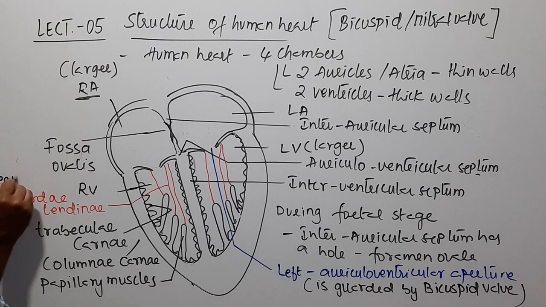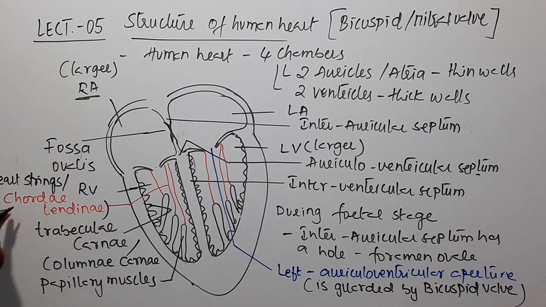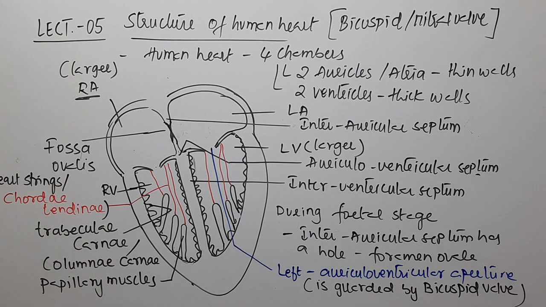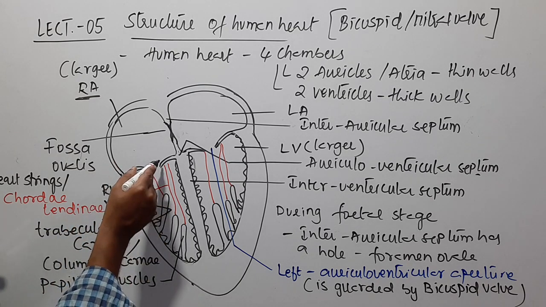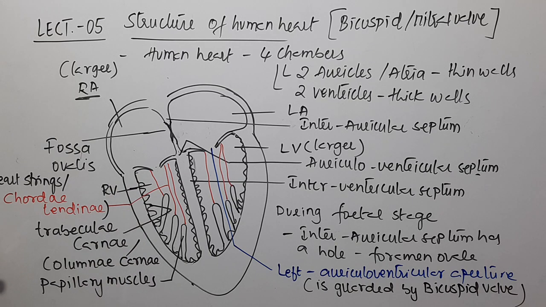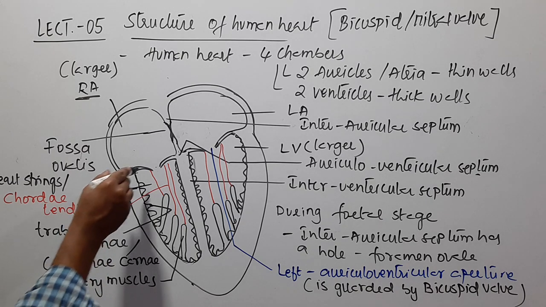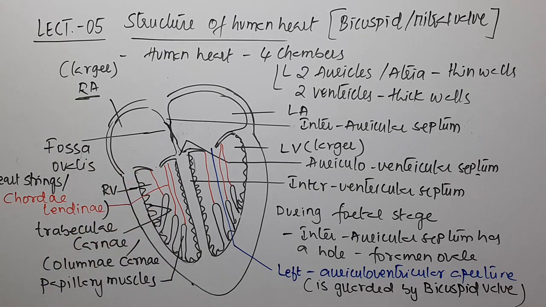Heart strings or the chordae tendineae. These chordae tendineae help to keep the valves in position so that they won't flip around, and help in directing the blood in only one direction through these valves. So this is all about the internal structure.